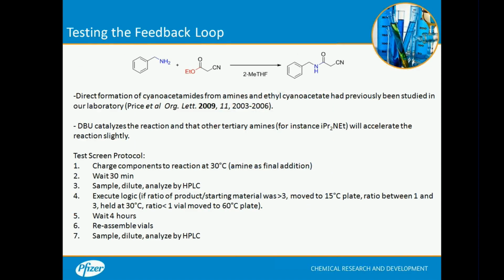And so the protocol was as follows. We charged our components at 30 degrees. The amine is the final addition because it starts the reaction. We waited 30 minutes. All of the reactions were sampled, diluted, and analyzed by HPLC. And as those analytical results came off, logic was executed. If the product to starting material ratio was greater than 3, they were moved to a cold plate. The middle range were held at 30, and the low range were moved to 60 degrees. The reactions were then allowed to stir for an additional 4 hours, and then they were sampled, diluted, and analyzed again.